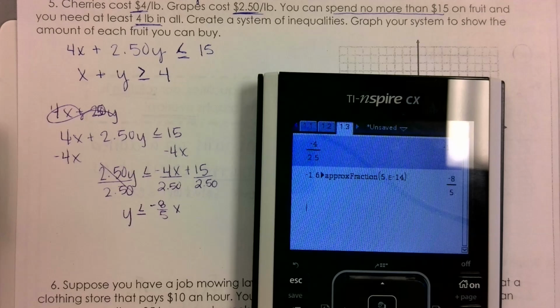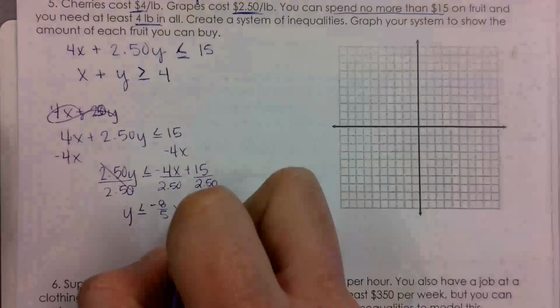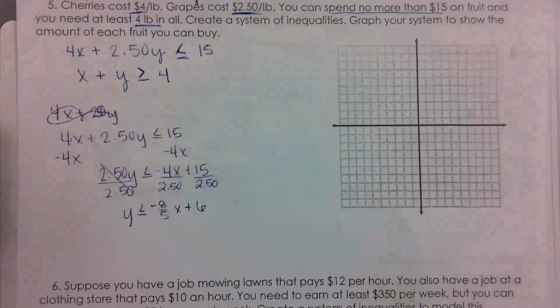And then we've got to do 15 divided by 2.5. That's 6. So we'll say plus 6. And is that in slope-intercept form now? Yeah, so we're good to go ahead and graph that.